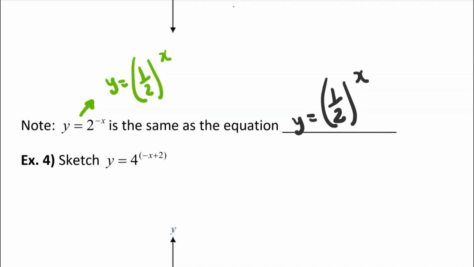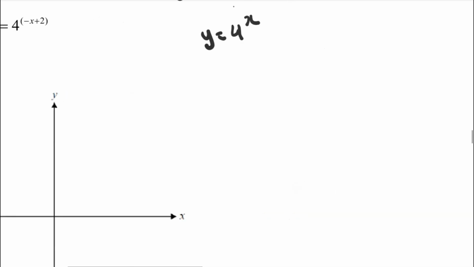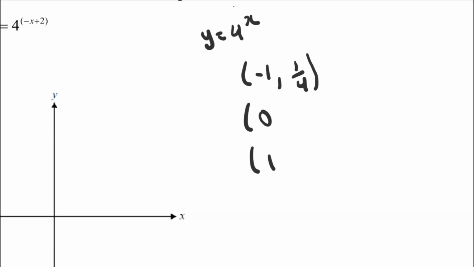All right, let's try another example. So we have y is equal to 4 to the power of negative x plus 2. So the base graph is going to be y is equal to 4 to the power of x. So if we're going to gather 3 points from this one, let's use -1, 0, and 1 for our x values. Okay, so if x is going to be -1, that means our y value is going to be 1 over 4. And if it's going to be 0, then our value will be 1. And if our value for x is going to be 1, then the y value will be 4.